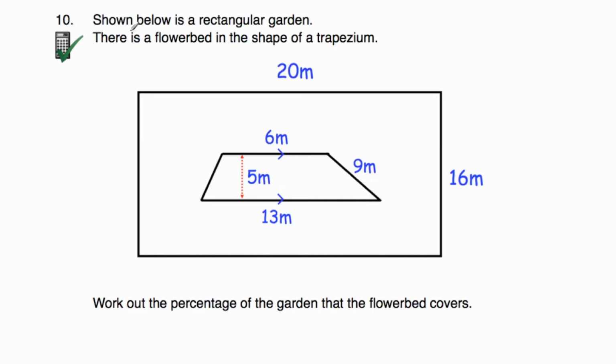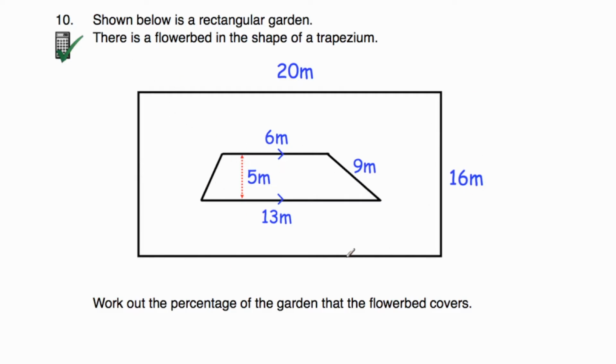So question number 10. Question number 10 says, shown below is a rectangular garden. So we've got this rectangular garden, which has got a length of 20 meters and a width of 16 meters. And there's a flower bed in the shape of a trapezium. So we've got this trapezium flower bed in the middle. And we're to work out what percentage of the garden that the flower bed covers. So we want to find what percentage of this whole garden does this flower bed cover.